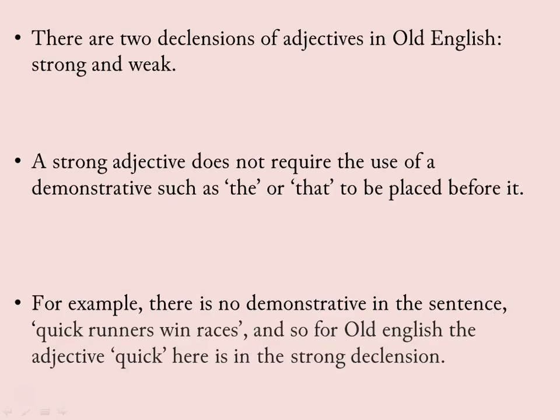There are two declensions of adjectives in Old English, and that's the strong and weak declensions. A strong adjective does not require the use of a demonstrative such as the or that to be placed before it. For example, there is no demonstrative in the sentence quick runners win races, and so for Old English the adjective quick here is in the strong declension.